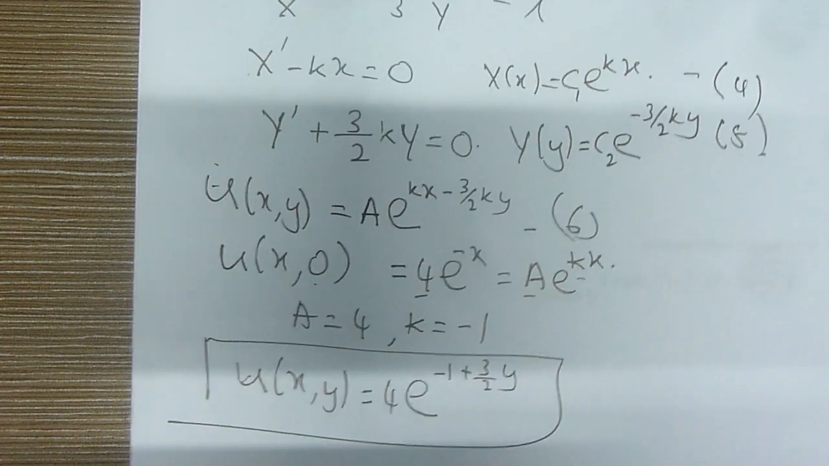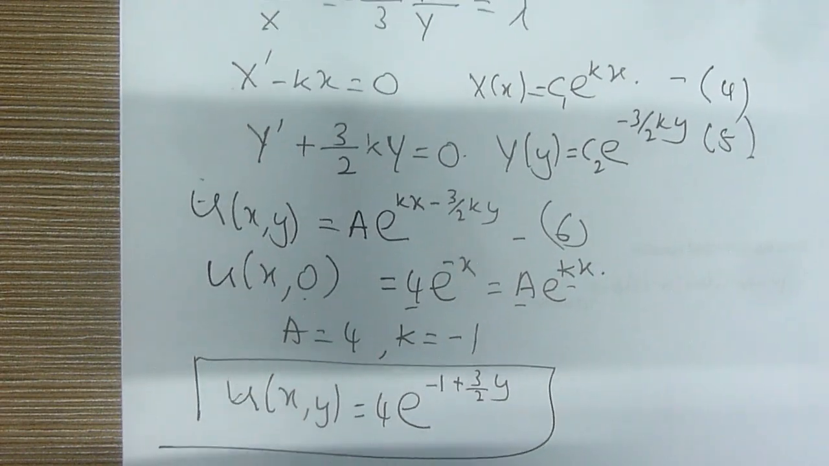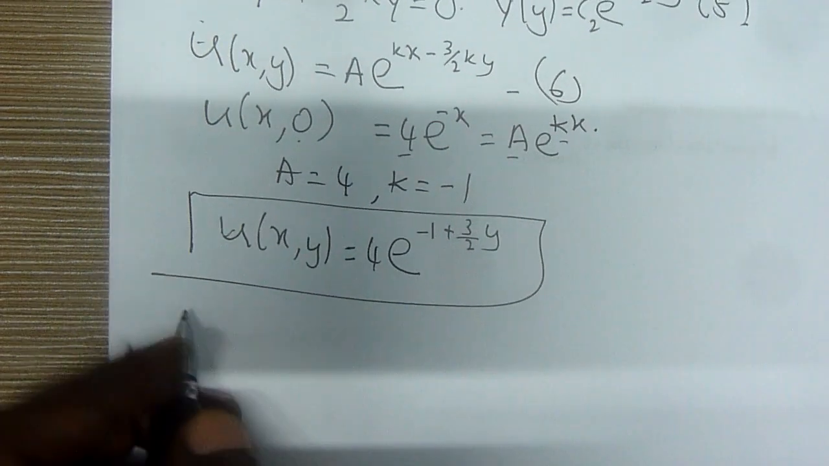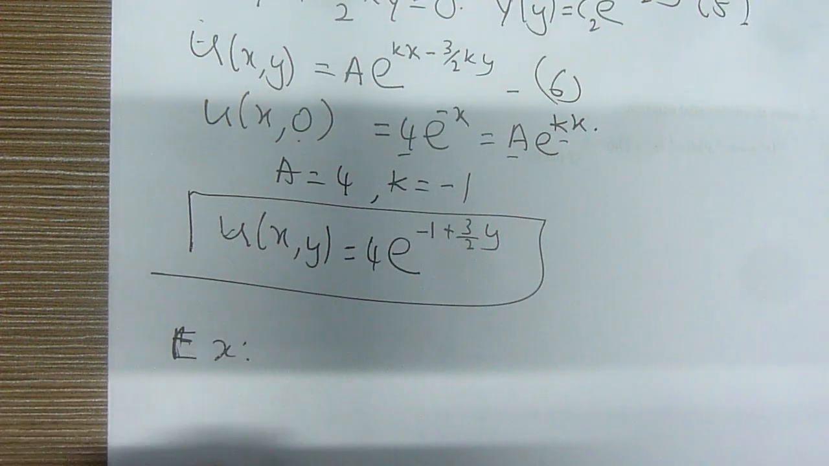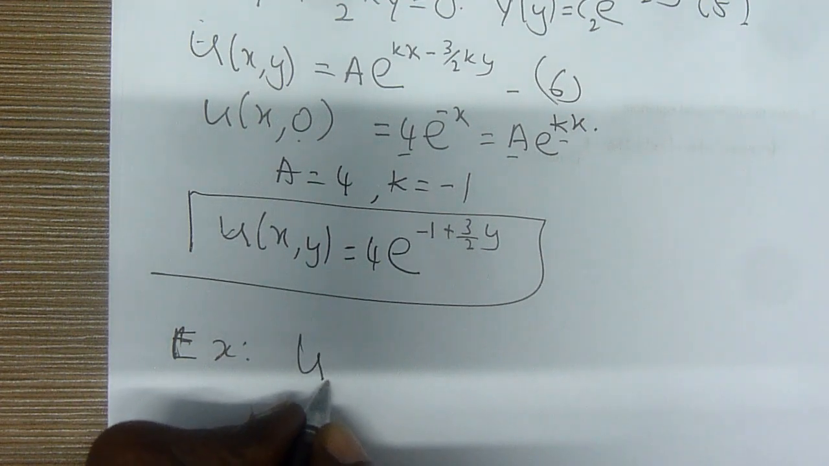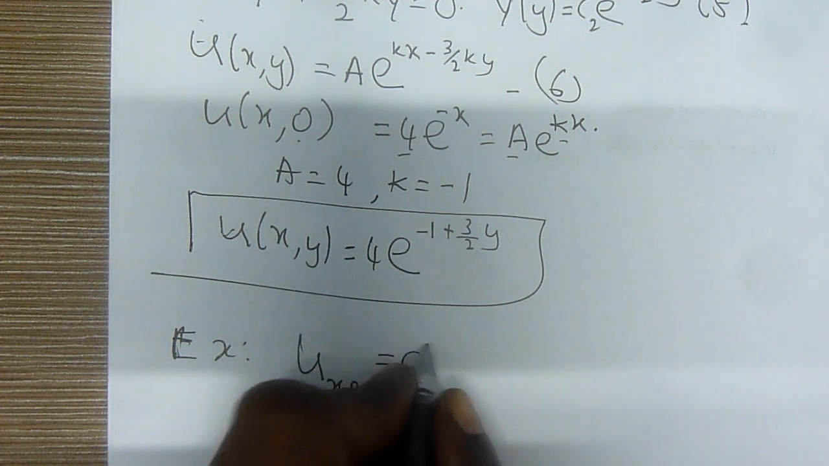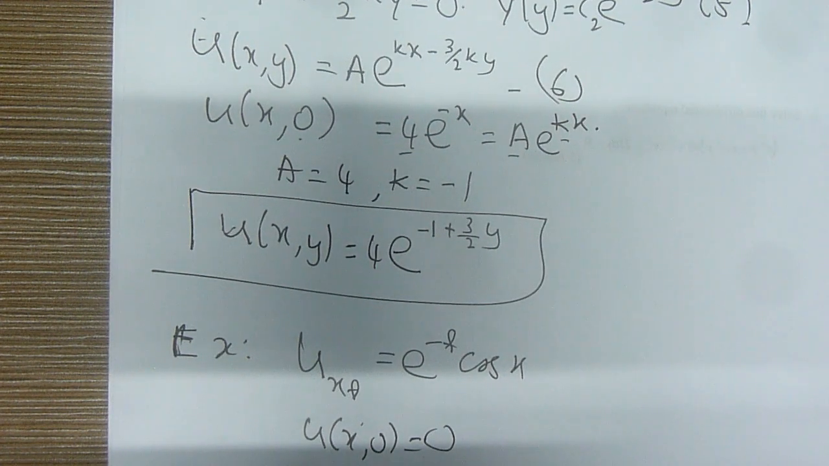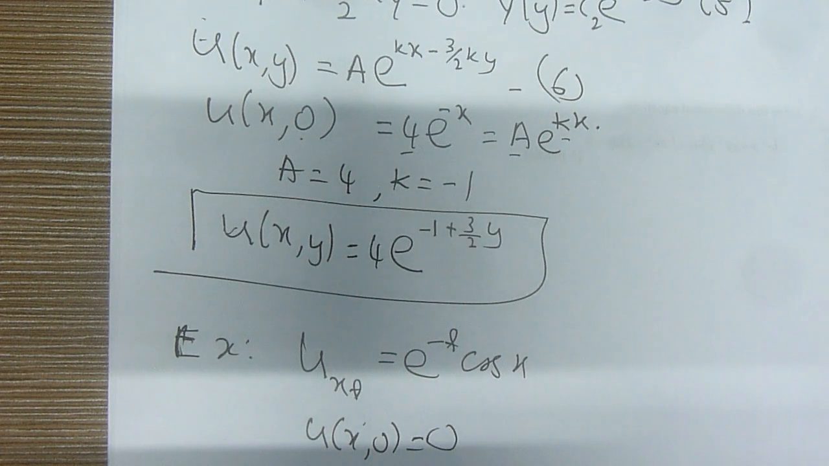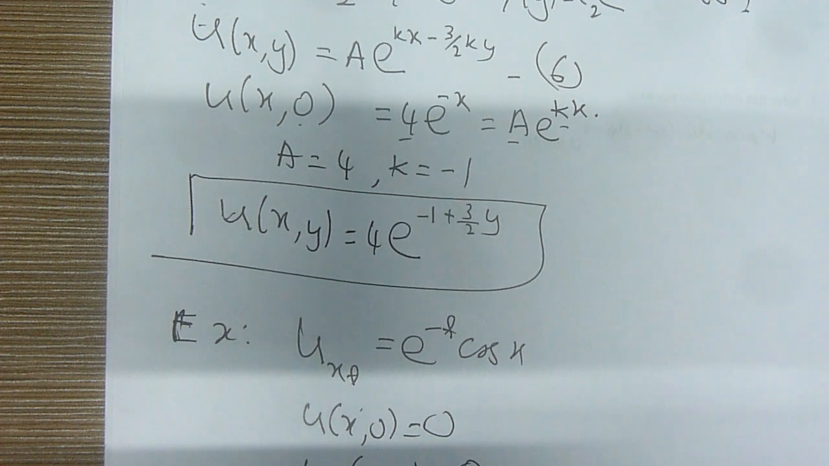Okay, now I'm going to ask you one more question and see whether you can solve it or not. Take this as an example: u_t equals u_xx plus e^(-t) cos x, with u_x(0,t) equals 0 and u_x(pi,t) equals 0. Take one minute to solve this problem. Use the separation method to solve this problem.